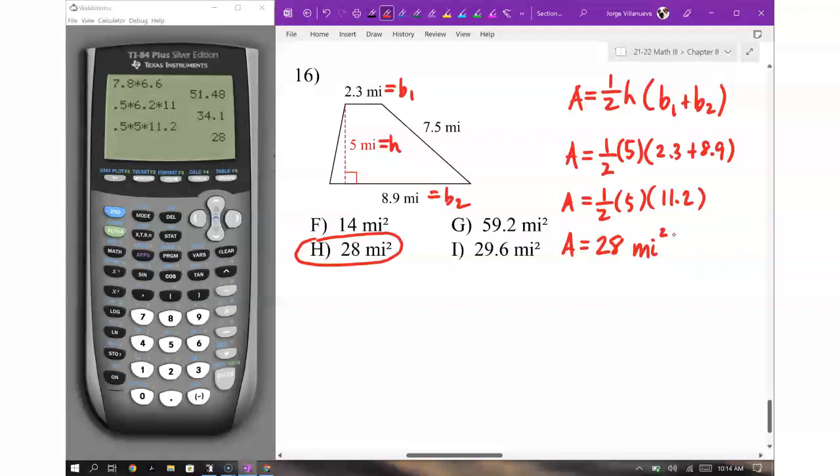So that's what your homework's going to be like. It's just using the area formulas to figure out the areas of these shapes. Okay.